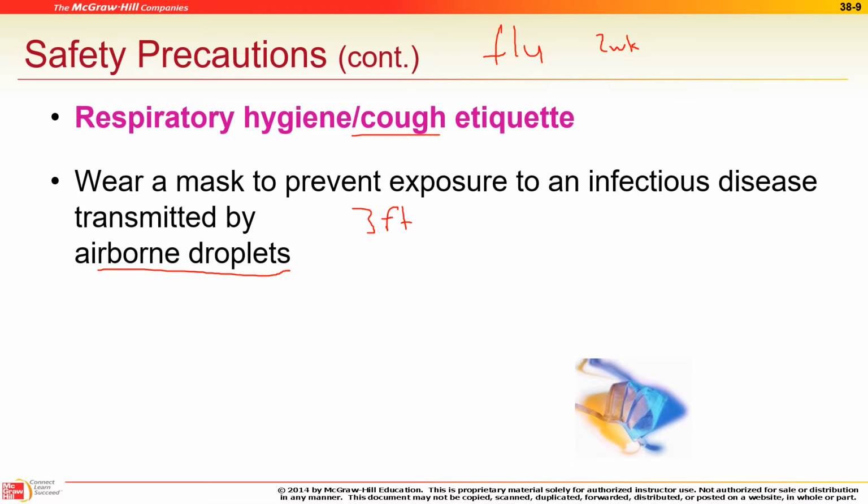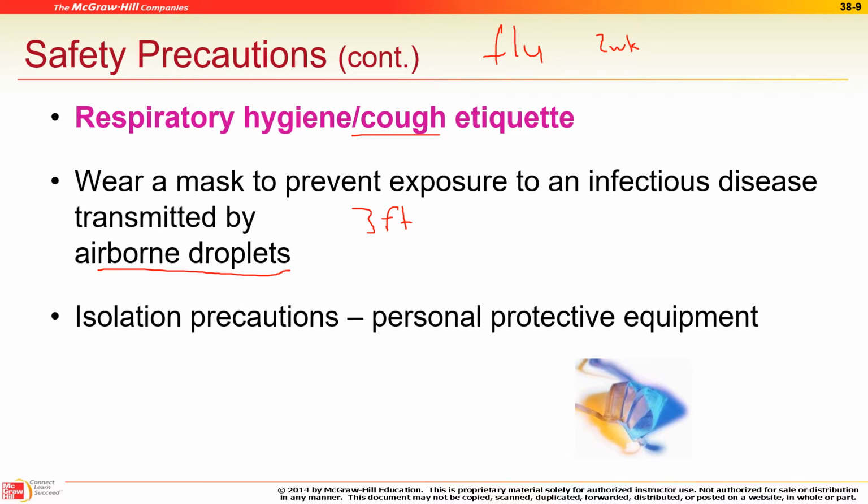If it's droplet precaution, droplet infection, and you're going to be coming within 3 feet of the patient, put on a mask. If it is particulate, particles in the air, then you need a respirator. The exam mask is the one that accordion folds. A respirator is a rigid one, and you have to test it for a seal.